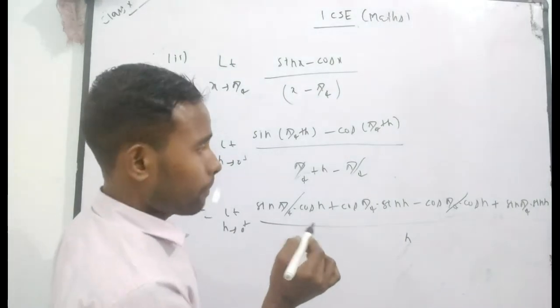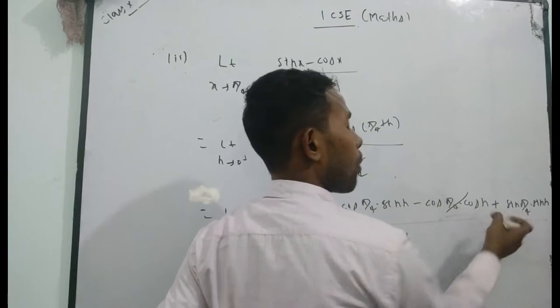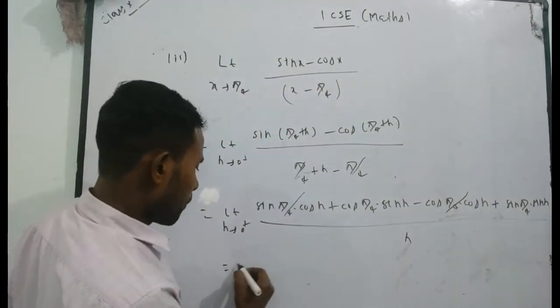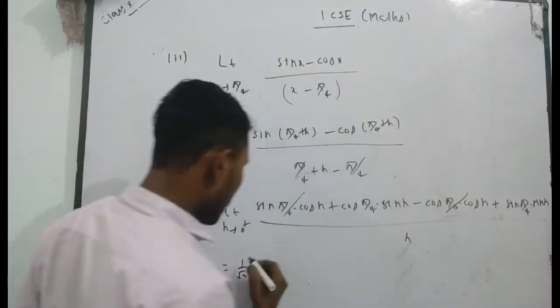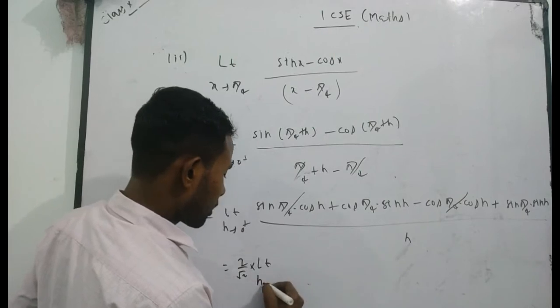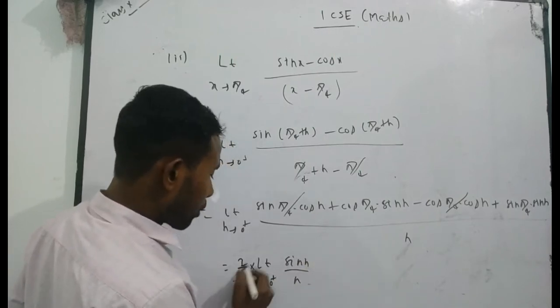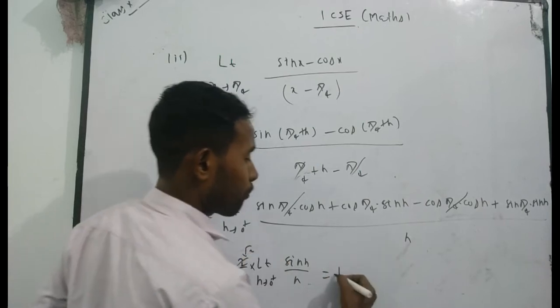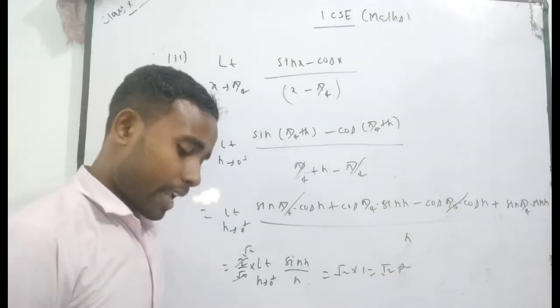So I want to remove it. In this expression you get cos pi by 4 and sin pi by 4, both will be the same, 1 by root 2. So I want to take 1 by root 2 common from this expression, into sin h plus sin h, which will be 2 times sin h. So I also take 2 common, and finally you get limit h tends to 0 from the right hand side of sin h by h, which will be 1, and root 2 cancels root 2 by root 2 times, so finally you get root 2 times 1, which will be root 2, which is your required answer.